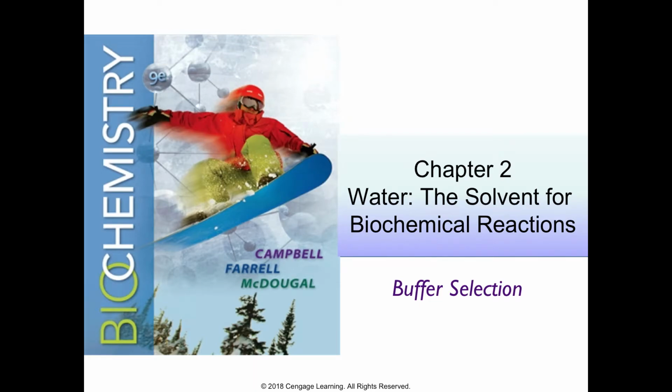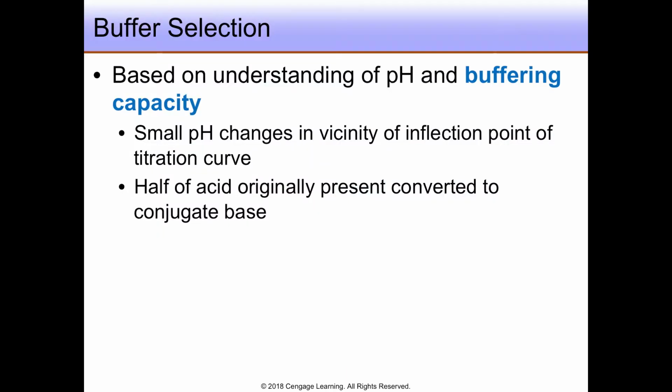In our last lesson, we looked at the principles behind how buffers work to resist pH changes in the presence of strong acids and bases. In this lesson, we want to see what factors determine the choice of buffer systems. In this, we will need to draw on our understanding of pH and titration curves and see what determines the capacity of the buffer. In other words, how much strong acid or base may be added without significantly altering pH.